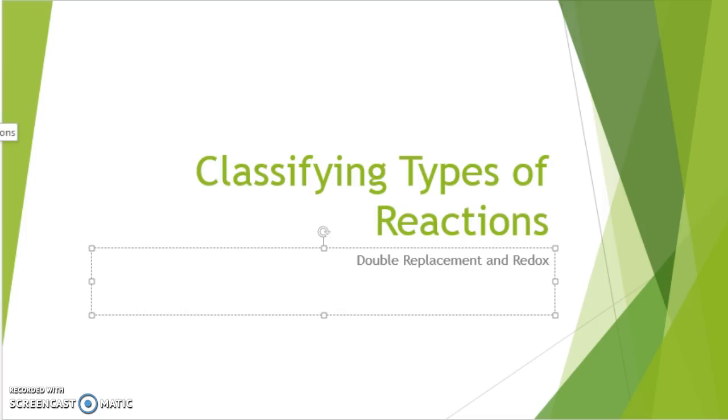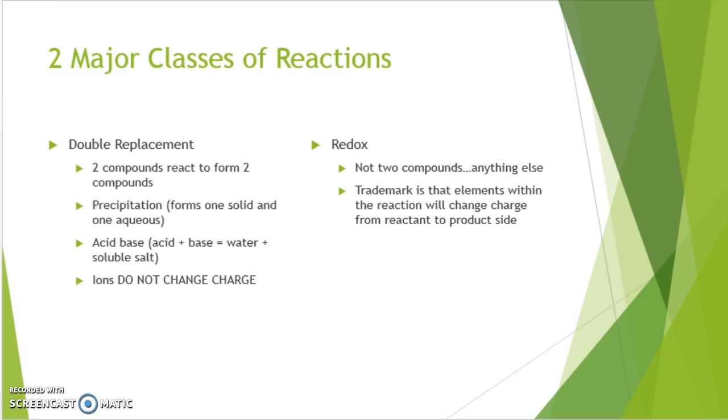Good morning, everybody. I just wanted to make you a little video really quickly about how you can classify the different types of reactions. Yesterday you watched a little video about all of the very individual, very specific types of reactions, but there are actually two major classes of chemical reactions which they would belong to. They're called double replacement, which you should have covered yesterday, and then a large class of chemical reactions called redox reactions. So they're actually very easy to identify.